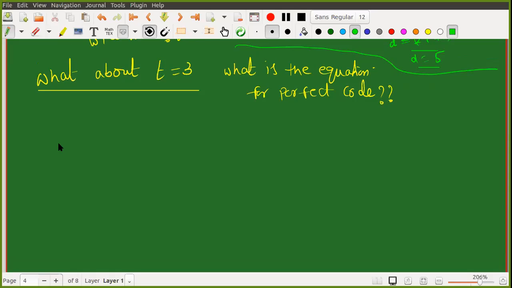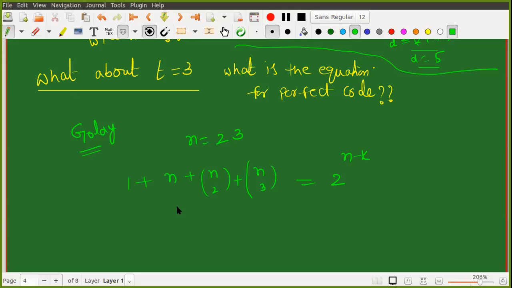Then one person called Golay, so his name is Golay. He tried, and when n is equal to 23, it is working. So can somebody first tell me that equation? You know that it is equal to 2 power n minus k, right? For the t equal to 3 case, here what is that? 1 plus n choose 1 plus n choose 2 plus n choose 3. You have to go up to here, right?